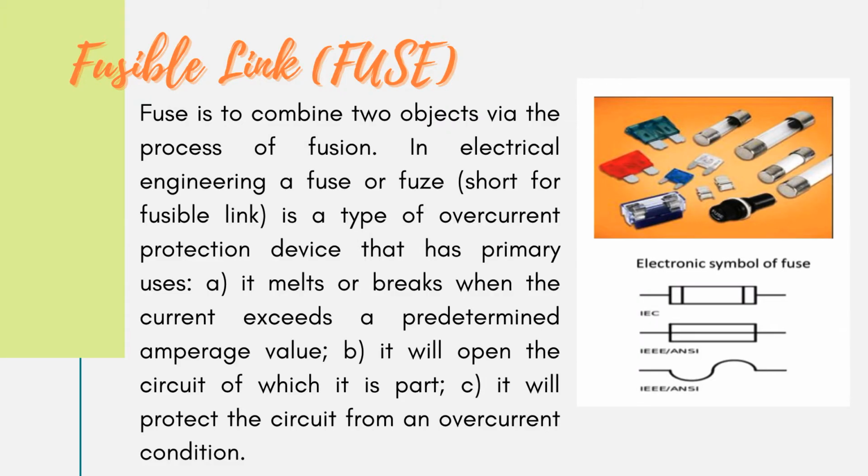Fusible link, FUSC. Fuse is to combine two objects via the process of fusion. In electrical engineering, a fuse, short for fusible link, is a type of overcurrent protection device that has primary uses. A. It melts or breaks when the current exceeds a predetermined amperage value. B. It will open the circuit of which it is part. C. It will protect the circuit from an overcurrent condition.